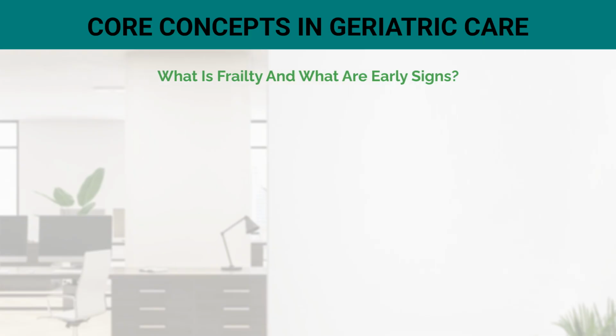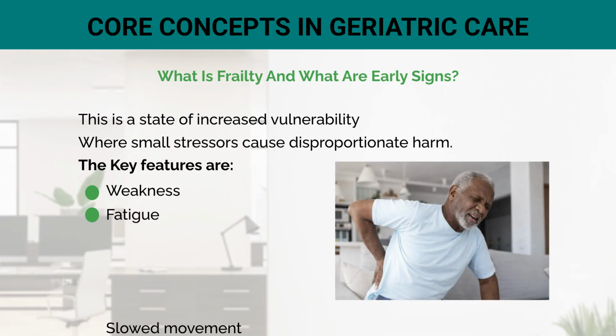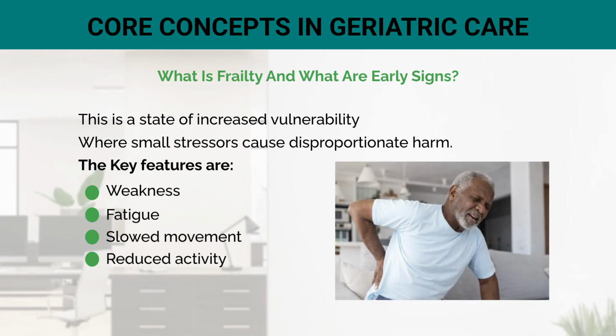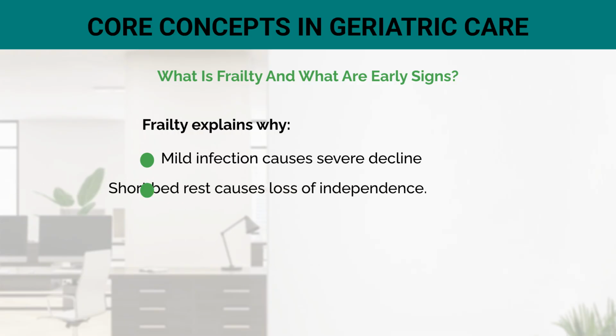Next is frailty, the central geriatric concept. Frailty is a state of increased vulnerability where small stressors cause disproportionate harm. The key features are weakness, fatigue, slowed movement, reduced activity. Frailty explains why mild infection causes severe decline, and short bed rest causes loss of independence.